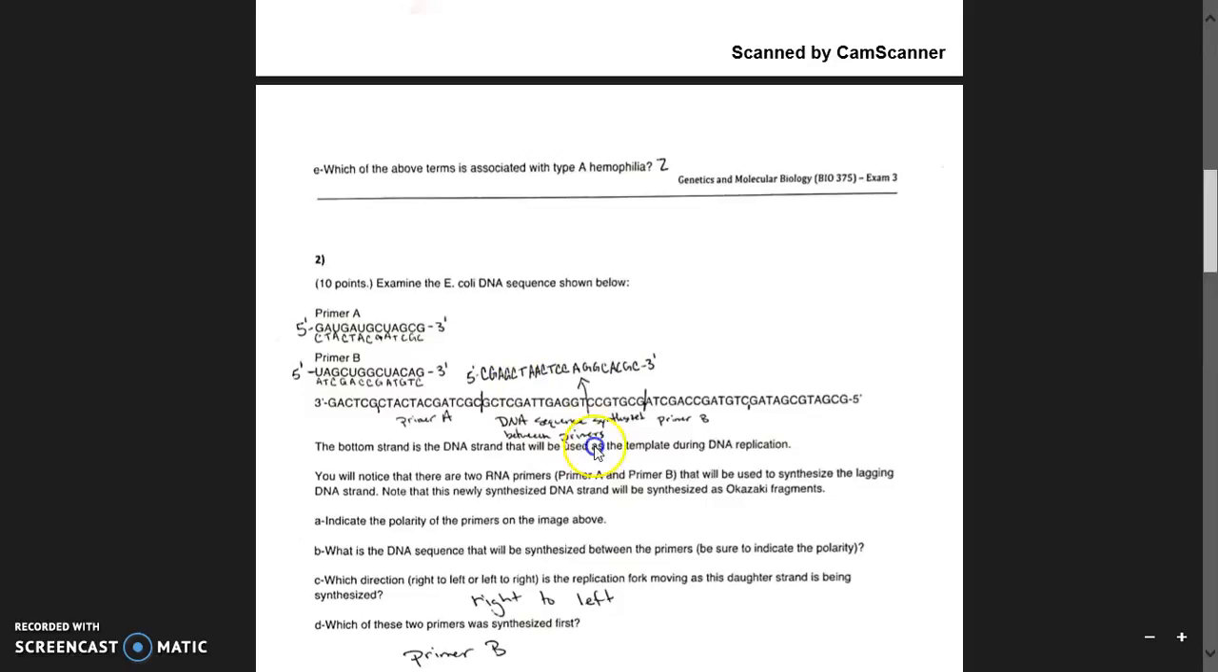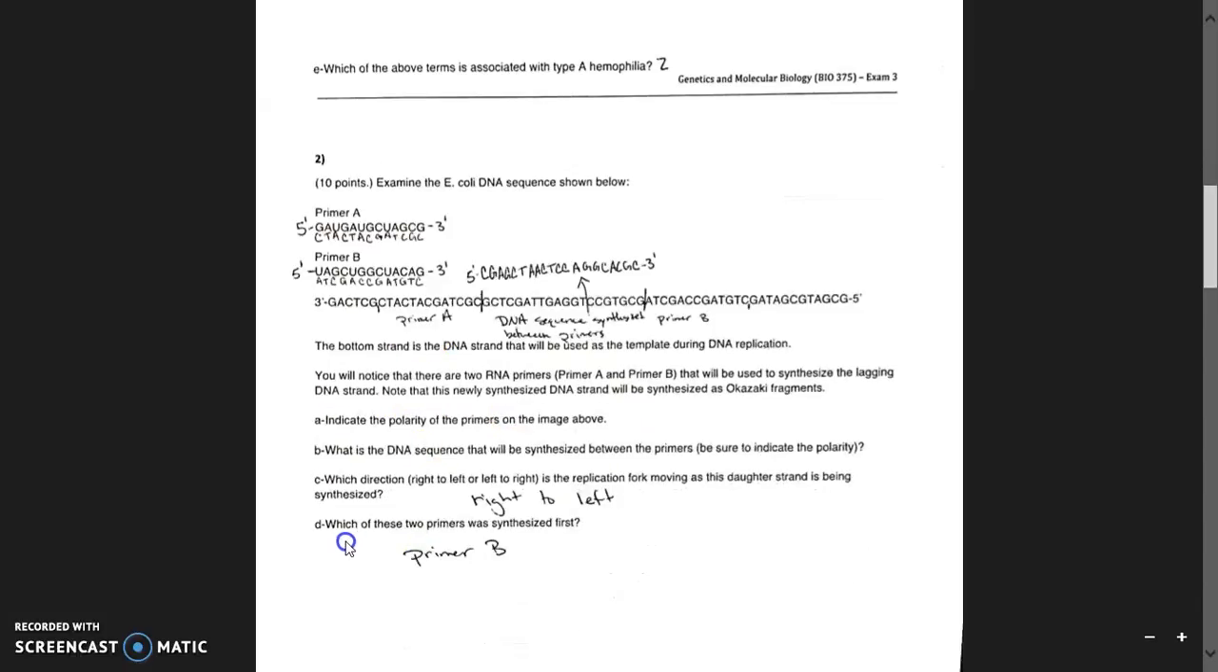So that's where I have that indicated. And then which direction, right to left or left to right, is the replication fork moving as this daughter strand is being synthesized? And I do have that moving from right to left since it's synthesized 5' to 3'. And then which of these two primers are synthesized first? So if I got C right, I'm moving from right to left. You're just going to run right into that B primer first, and that will be your first synthesized primer.